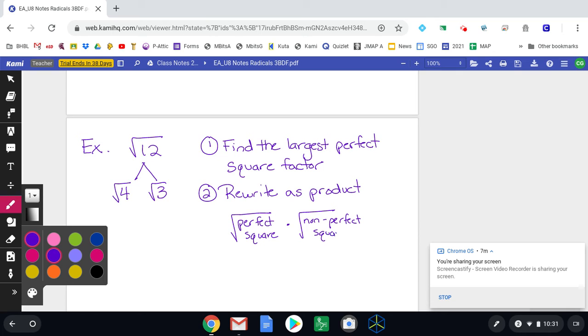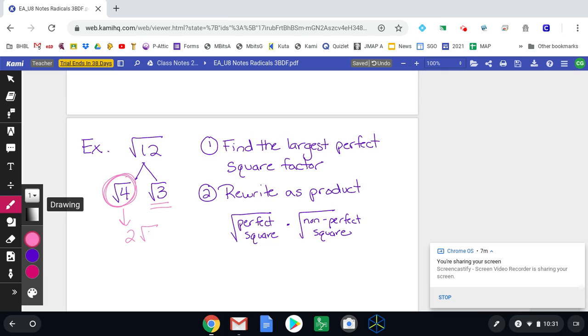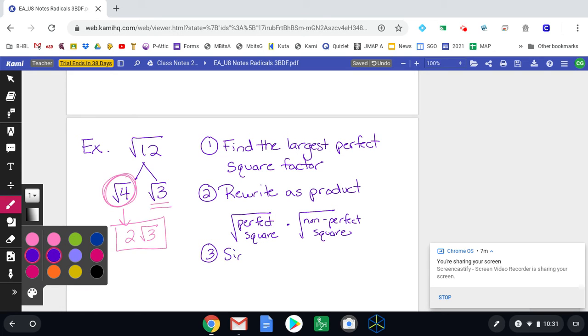If they were both perfect, we would have already simplified this. We wouldn't have had to do this. Now, this one is my perfect square. So the square root of 4 is now 2, and this one has to just stay radical. Whoop, not a radical 2. So that's going to stay a radical 3. So my answer is 2 radical 3. So what I did there was number 3, we simplify the perfect square. And then we write it as a product.